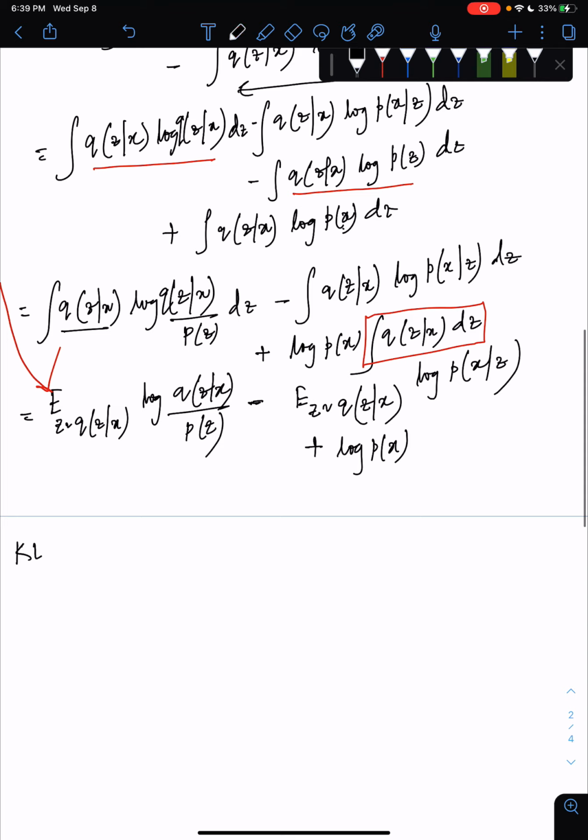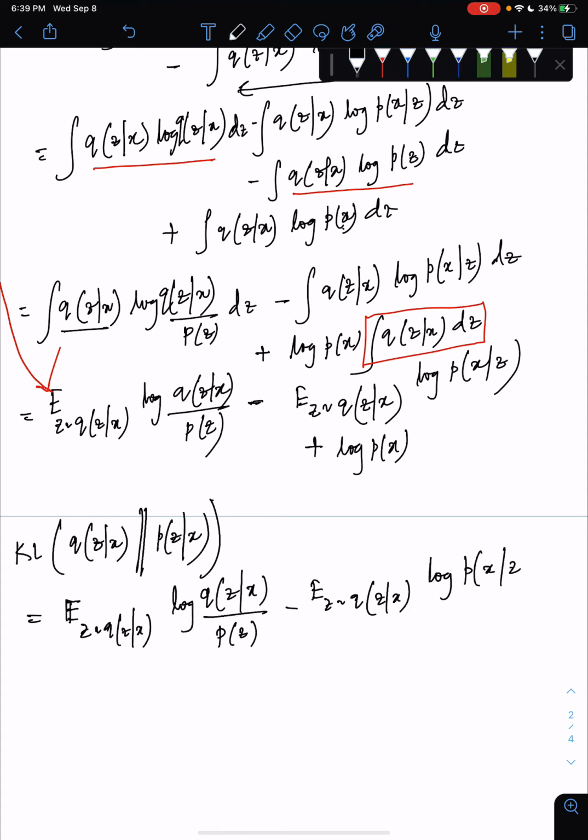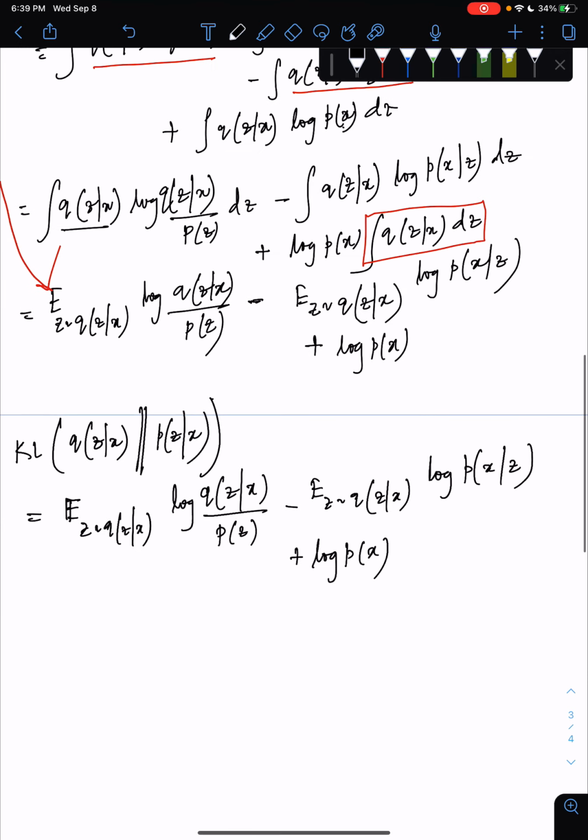So I am writing it: q z given x and p z given x is nothing but an expectation, z sampled from this distribution, of log q z given x divided by p z, minus another expectation, another log.